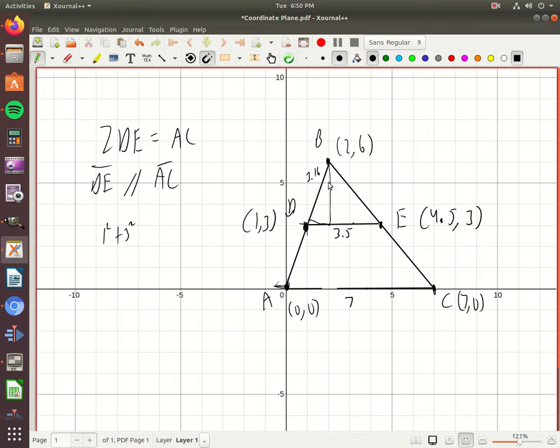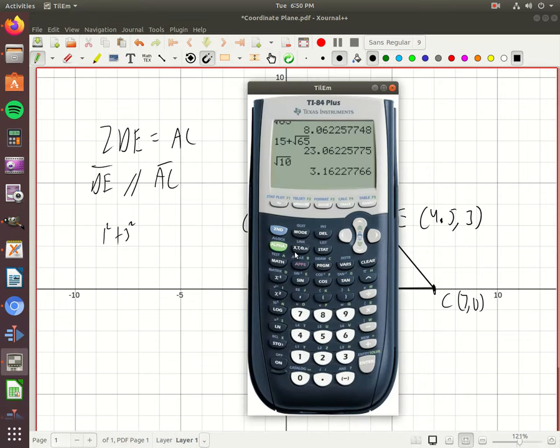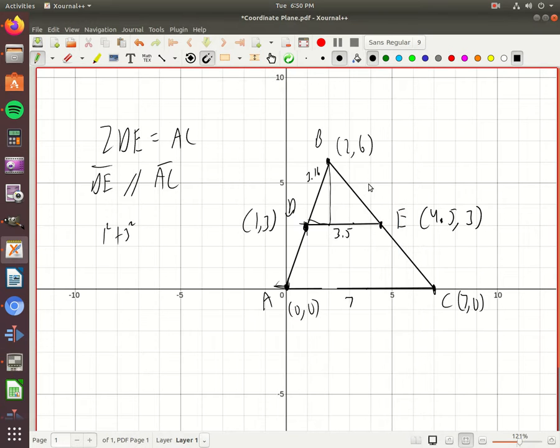Here it is 1, 2, 3, and 1, 2, 3, right? 3 by 3, so it's the square root of 18. 3 squared is 9, 3 squared is 9. So the square root of 18 is 4.24. So the small triangle, the perimeter of triangle BDE is equal to 3.16 plus 3.5 plus 4.24.